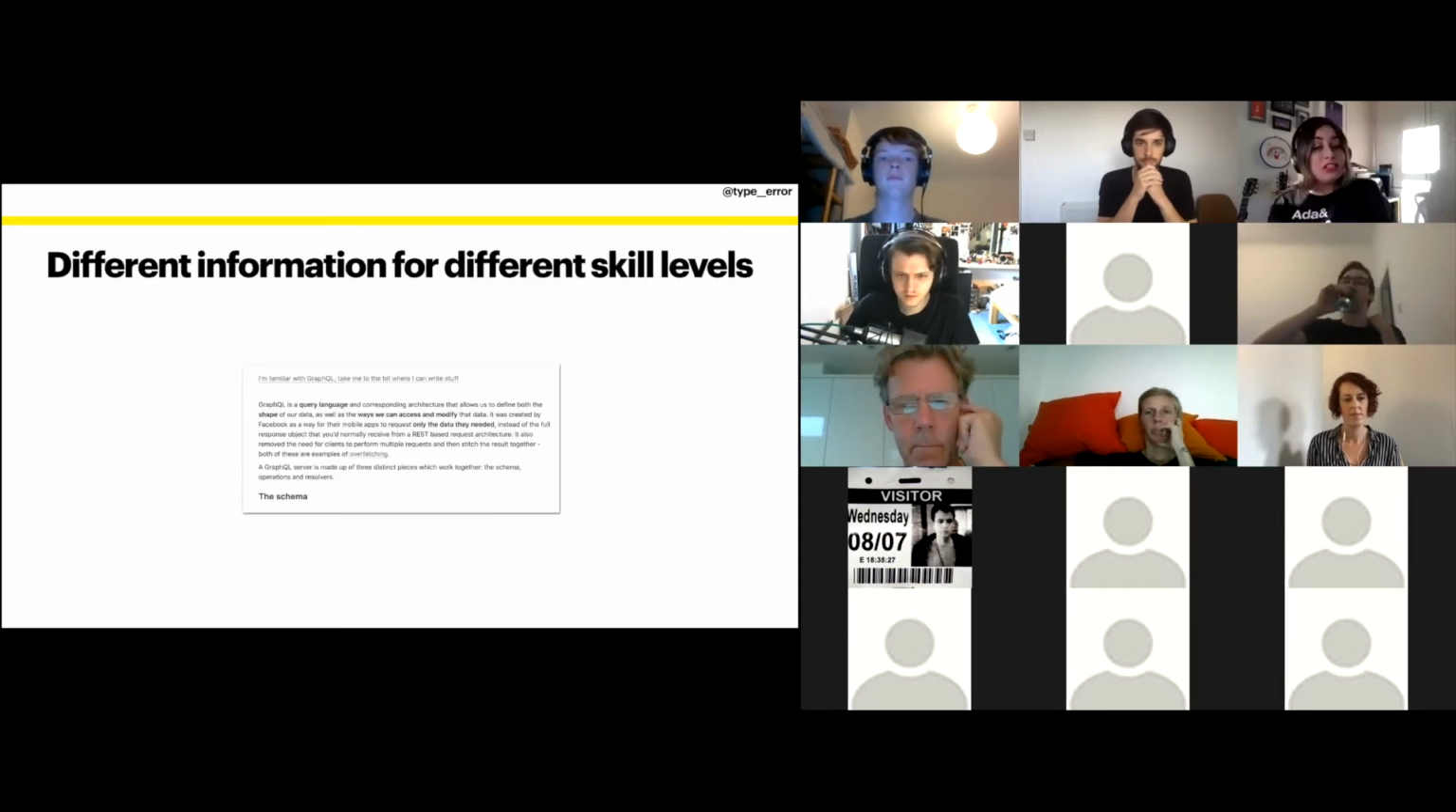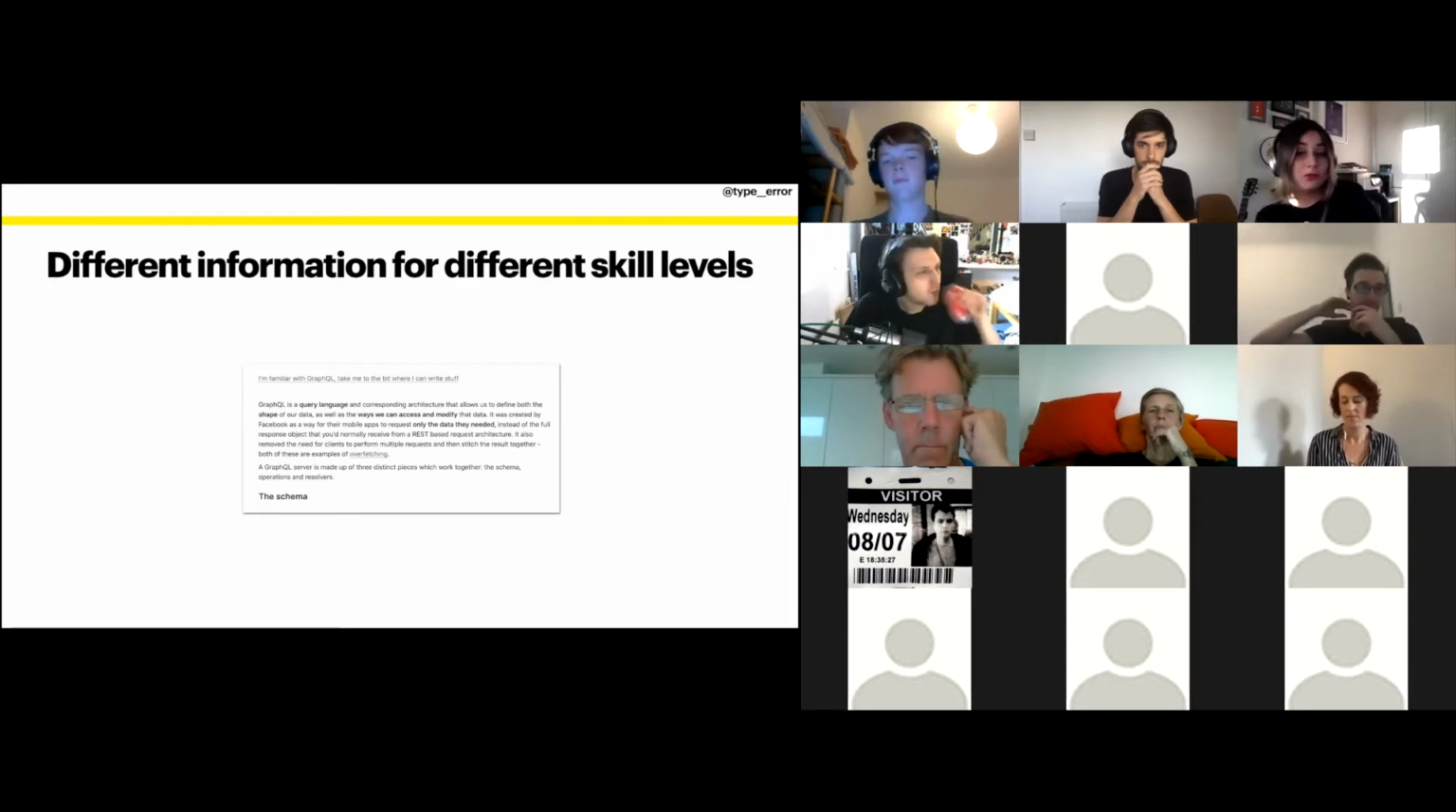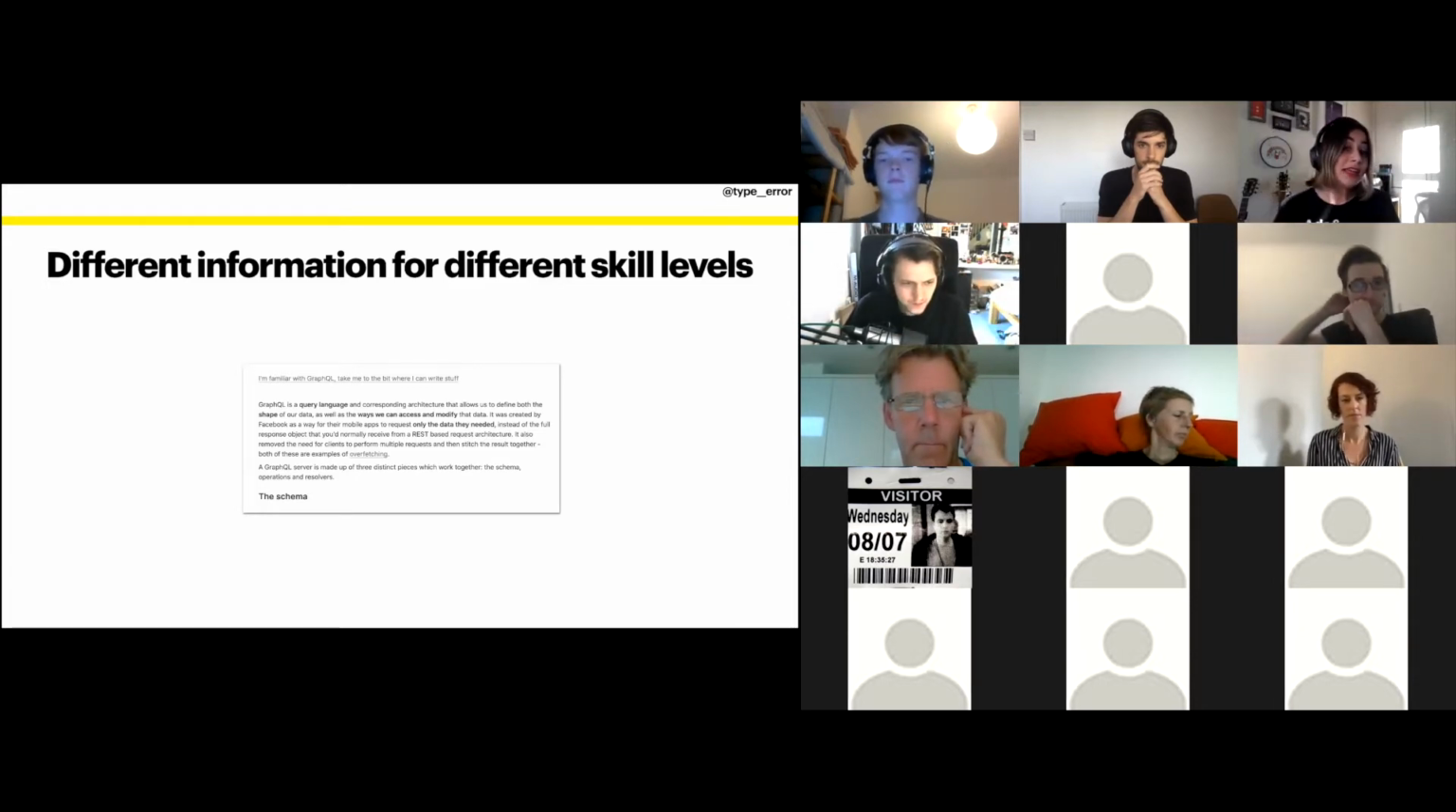So providing opportunities for users to skip the sections they don't need. So here in our section on the basics of GraphQL, we've got a link to skip to the actual tutorial work if they don't need that primer.